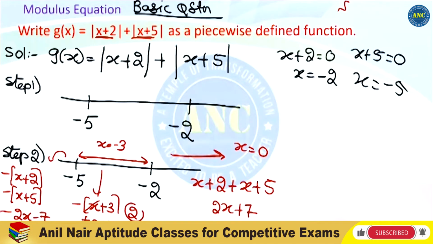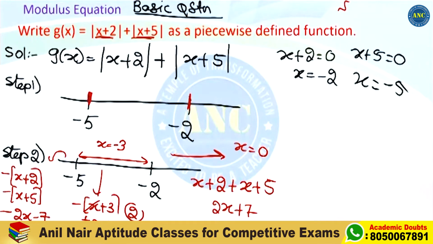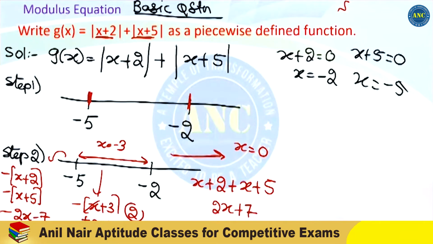g of x equals mod of x plus 2 plus mod of x plus 5. First critical points: x plus 2 equals 0, x is minus 2. x plus 5 equals 0, x is minus 5. There are three regions: anything to the right of minus 2, anything from minus 5 to minus 2, and anything to the left of minus 5. To the right of minus 2, take a value. If after substituting you get positive, that itself will be the answer. 0 plus 2, 2, so it is x plus 2. 0 plus 5, 5, so it is x plus 5.